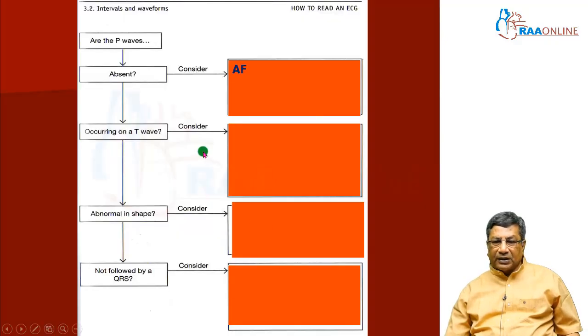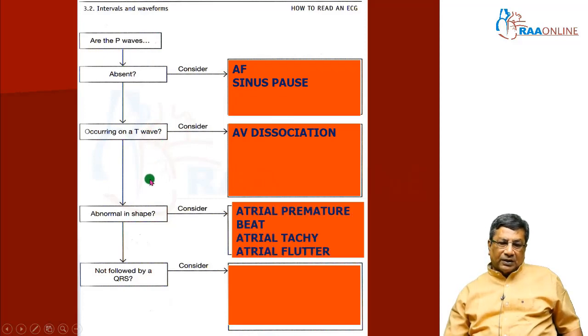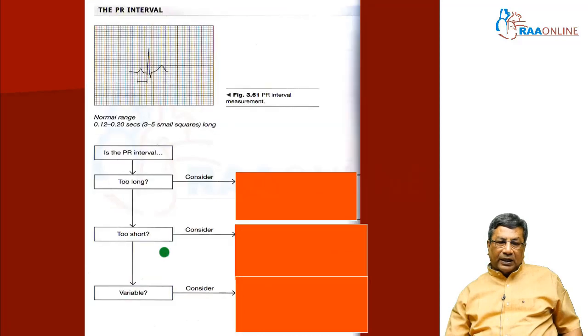If the P waves are absent, it can be atrial fibrillation or sinus pause. If the P waves are occurring on a T wave or the ST segment, most often you are dealing with an atrioventricular dissociation. If the P wave is abnormal in shape, I told you about atrial premature beat, atrial tachycardia, or atrial flutter, where the P waves are abnormal in shape because the depolarization is occurring from an atrial ectopic pacemaker. If the P wave is not followed by a QRS complex, suspect atrioventricular block, which can be third degree or second degree, that is complete heart block or secondary atrioventricular block.